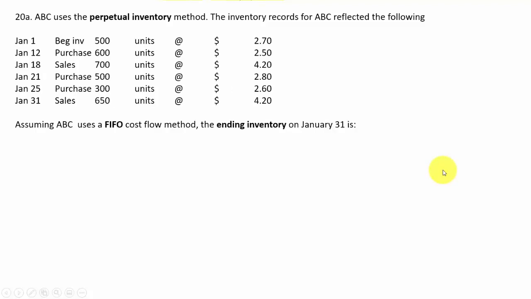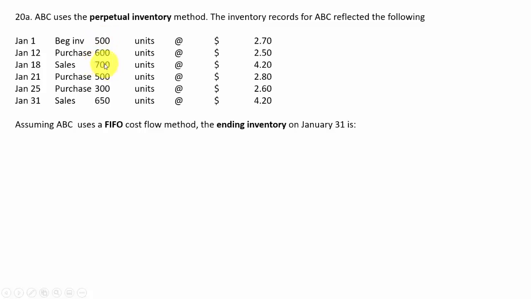Let's see, this will be our last one. So our last one, we use perpetual inventory system, and they used FIFO as the cost flow system, and they want to know what's the ending inventory. So ending inventory, here we go. So notice that we bought some inventory on January 1st, 500 units, bought some more, 600 units on the 12th. We sold some of these pieces up here.